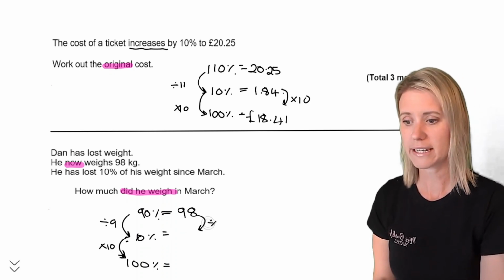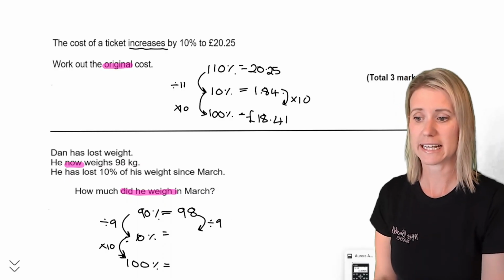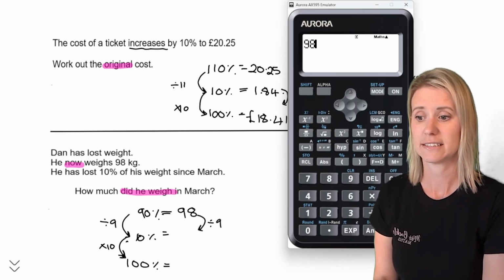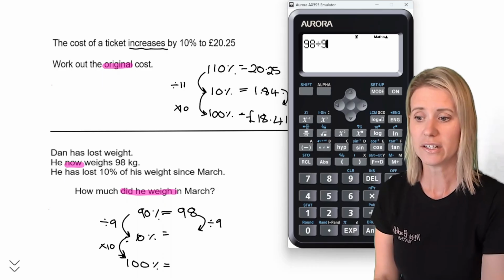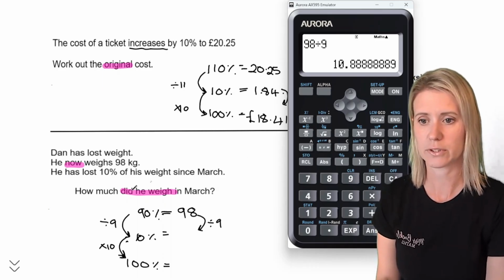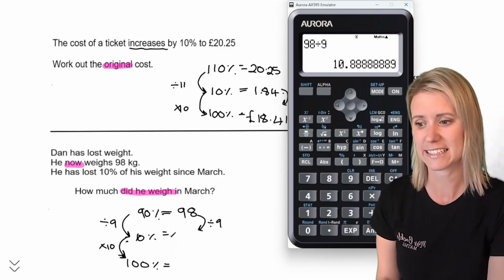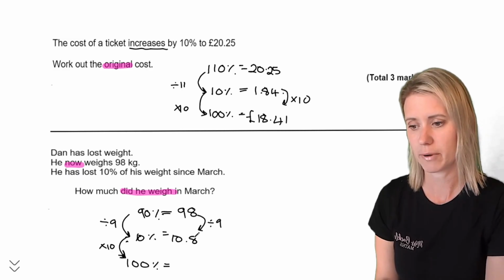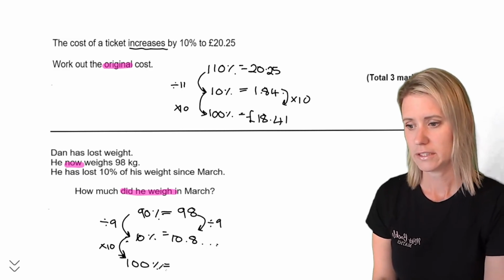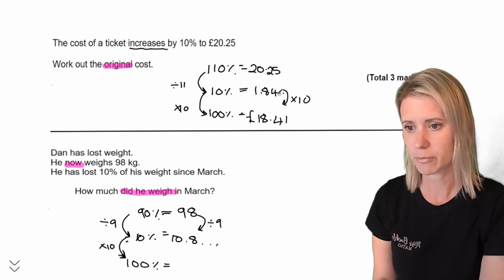So 98 divided by 9. Once again, it's going to be a decimal answer and we're going to leave it so we're not rounding too early. 98 divided by 9 is equal to 10.888, etc. I'm going to write it as 10.8 ... So we know it continues. Oh, I should have done a few more dots at the top there.